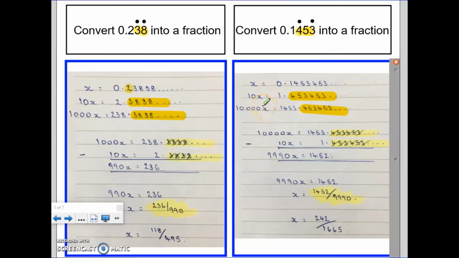So we had to go a little bit further with this question, but the process is essentially the same. We're going to continue with a subtraction, which will eliminate these tails of recurring digits, which will leave me with 1,452 over 9,990, which is this recurring decimal presented as a fraction. Then I could simplify as well. So even though this is a more complex question, causing us to deal with 10,000x, the method and the steps that you use are still the same.